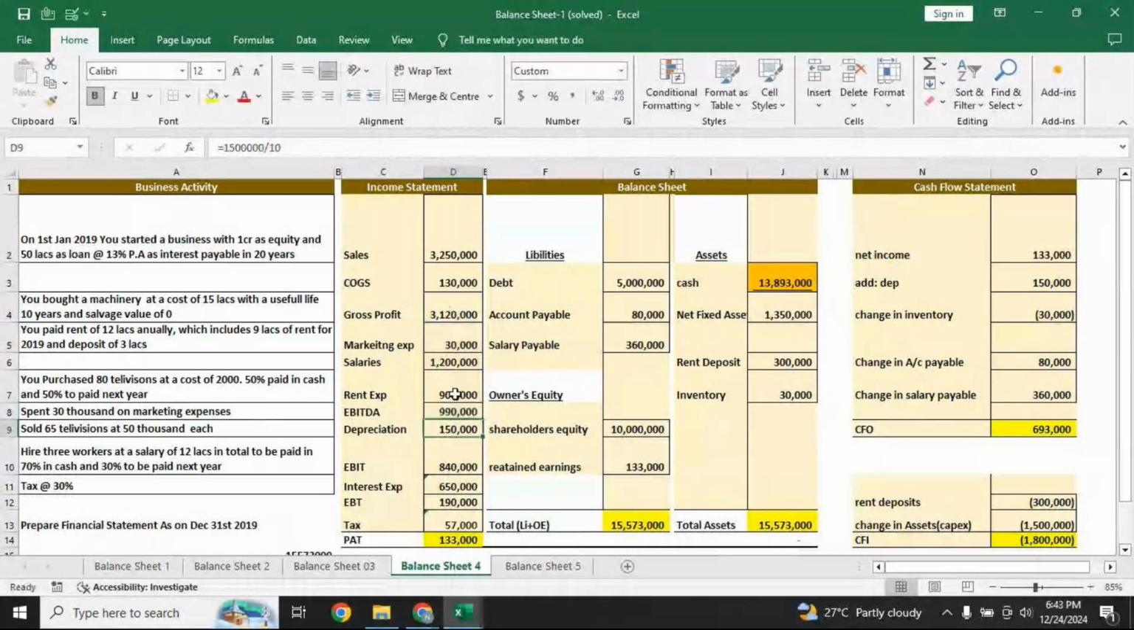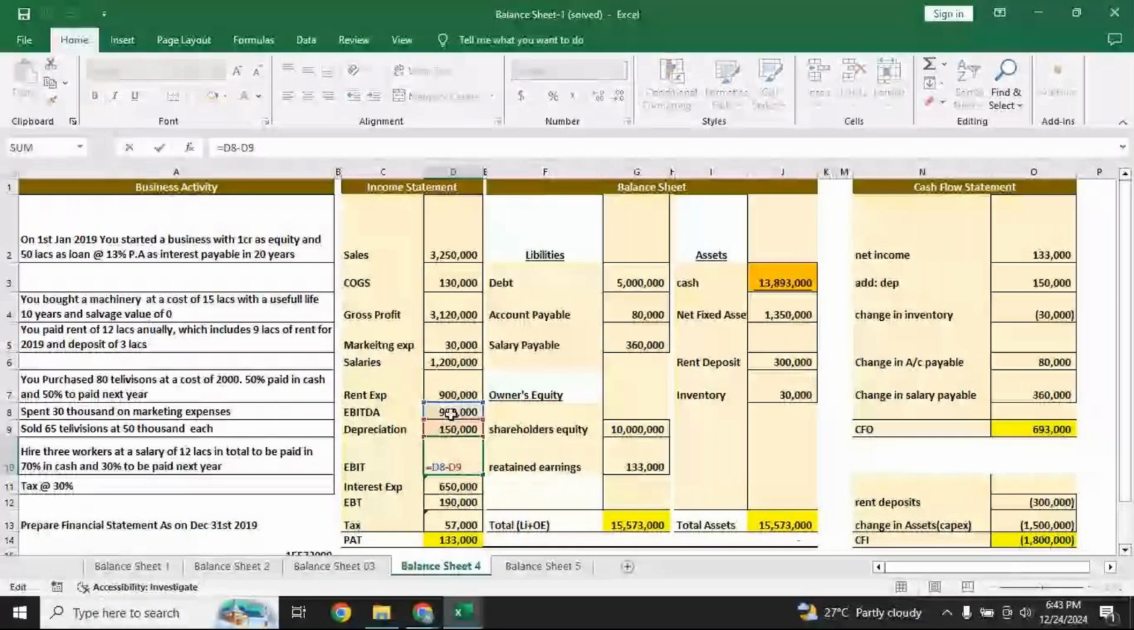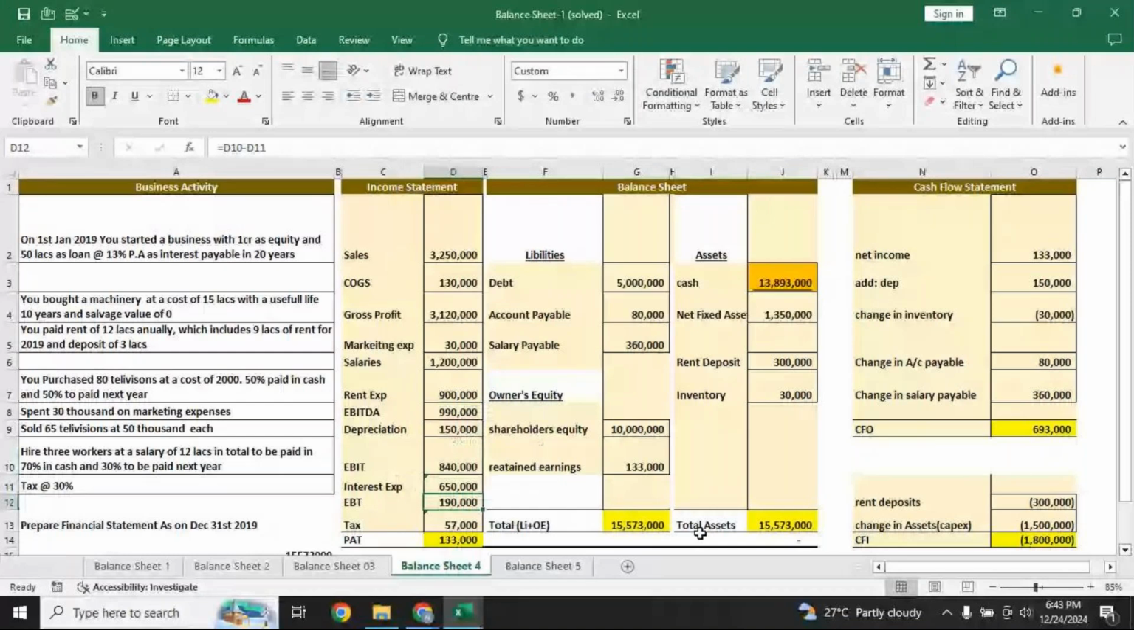Then depreciation, I am going to take this value here. Then EBIT will be EBITDA minus depreciation. So I am going to get my EBIT. Interest expenses we have already done. So EBT, earning before tax, will be EBIT minus interest expenses. I am going to get this amount, and tax they are telling 30% on the EBT. So profit after tax will be 1,33,000, which will be my retained earning, which I am going to take in the net income. Okay.